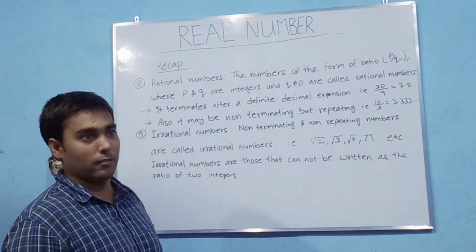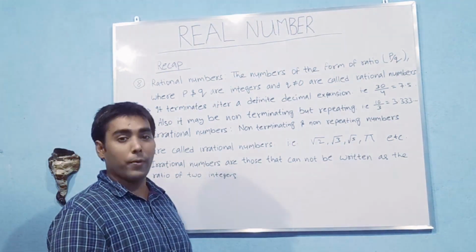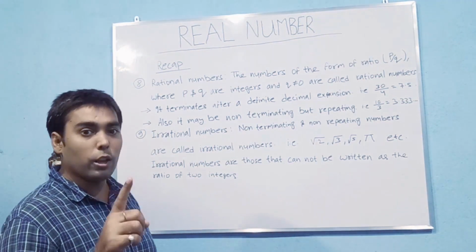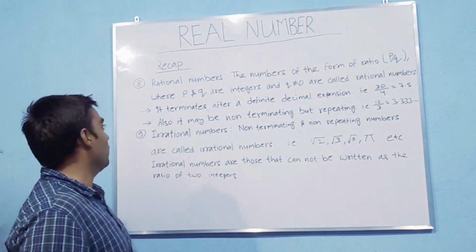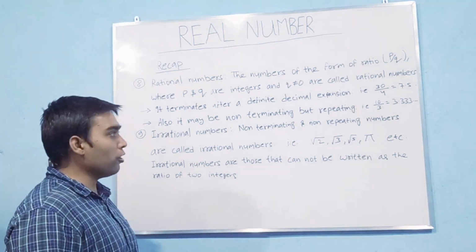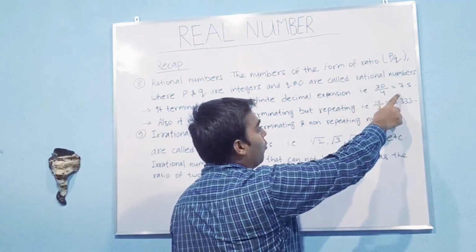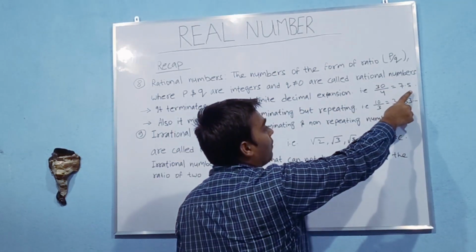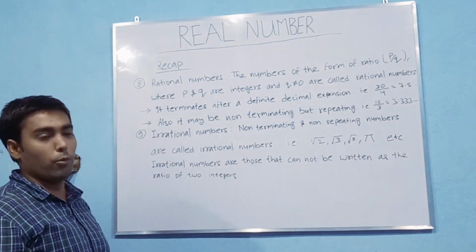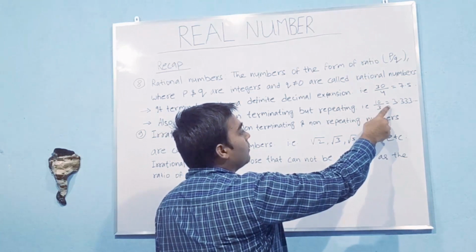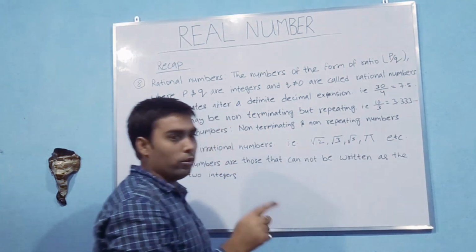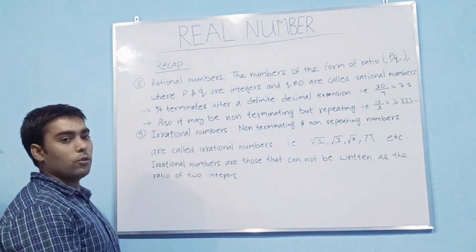Eighth, rational numbers. The numbers of the form p by q, where p and q are integers and q is not equal to 0, are called rational numbers. The decimal expansion may terminate. For example, 30 by 4 is 7.5, it terminates after 5. Also it may be non-terminating but repeating. For example, 10 by 3 is 3.333333, it is repeating and not terminating. These are the properties of rational numbers.